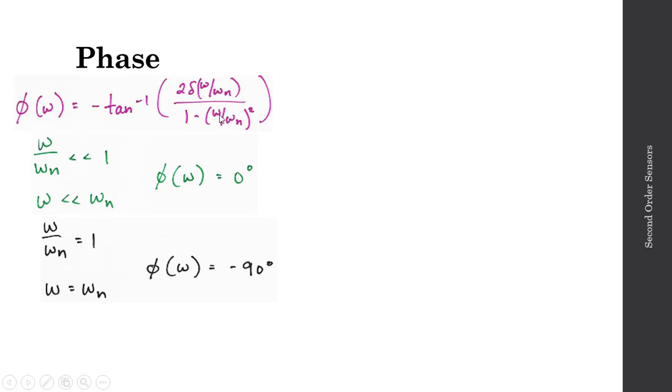This term will be going to 1, so I'll have 1 minus 1, or 0 in the denominator. And if I take the inverse tangent of that, the negative arctangent of that, I'll find that my phase is equal to minus 90 degrees. And finally, when omega over omega n is much greater than 1, or my input frequency is large relative to the natural frequency of my system, I'll find that my phase is equal to minus 180 degrees.